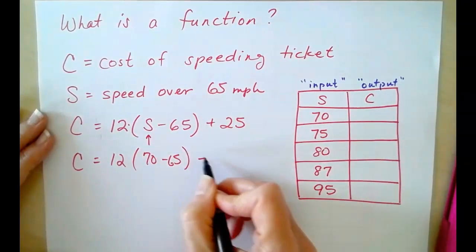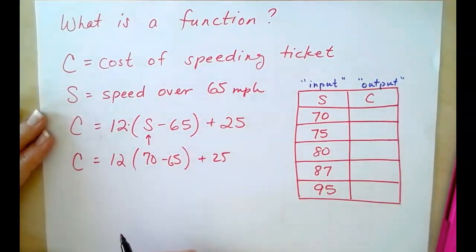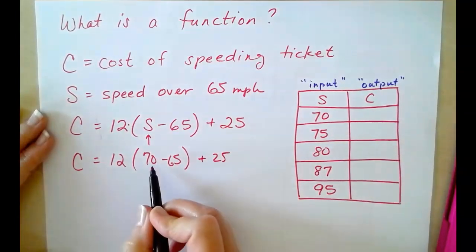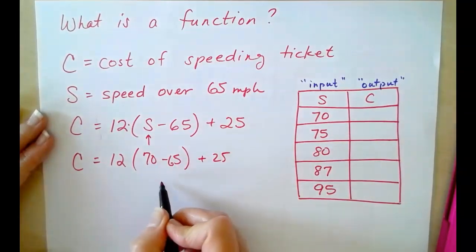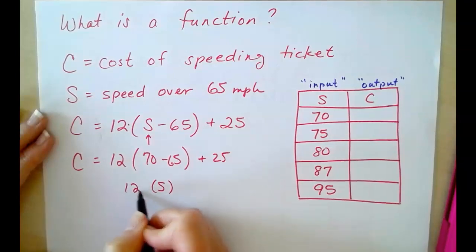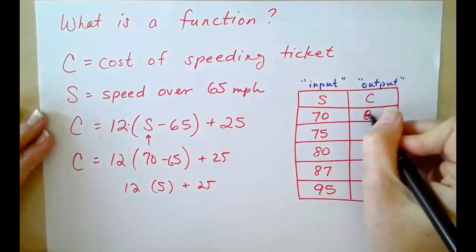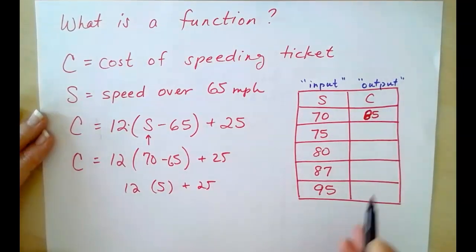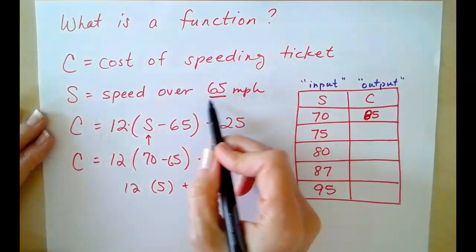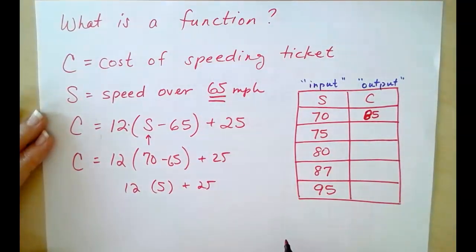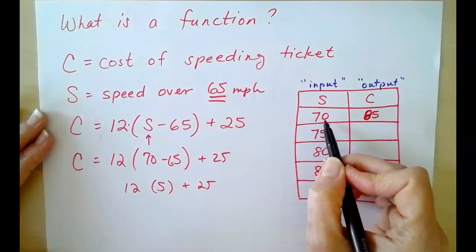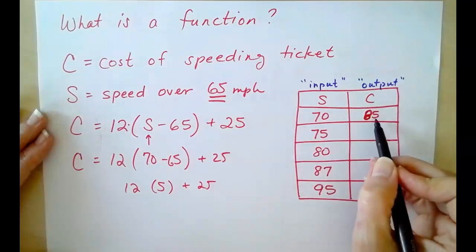70 minus 65 plus 25. Following order of operations here, 70 minus 65 is 5. 5 times 12 plus 25, that's 60 plus 25, that is 85. So if you're in a 65 mile per hour speed zone, you get caught going 70, the cost of your speeding ticket will be $85.